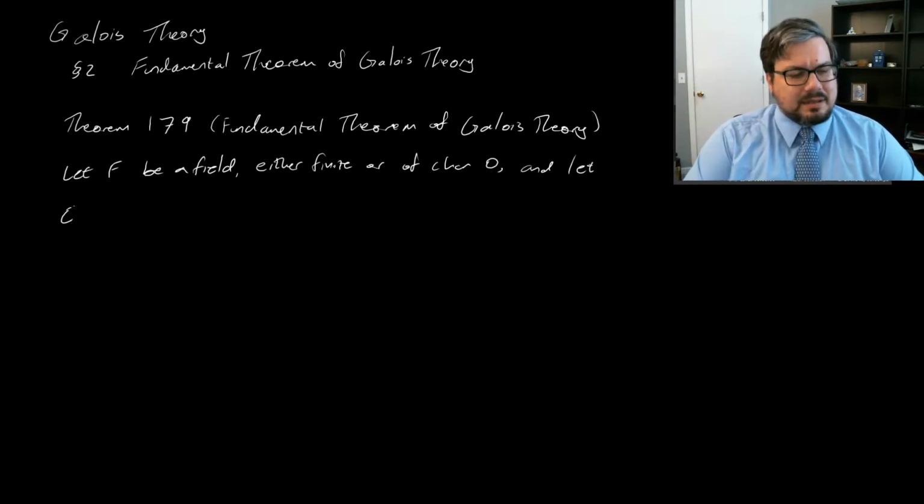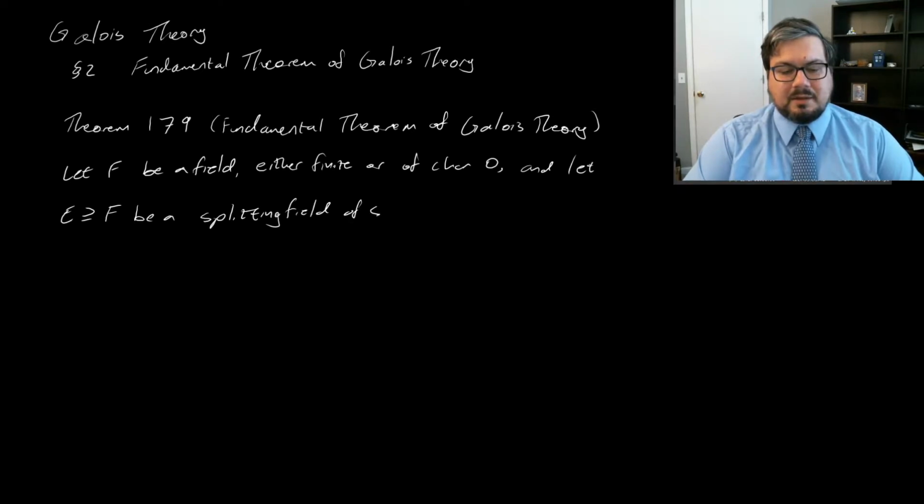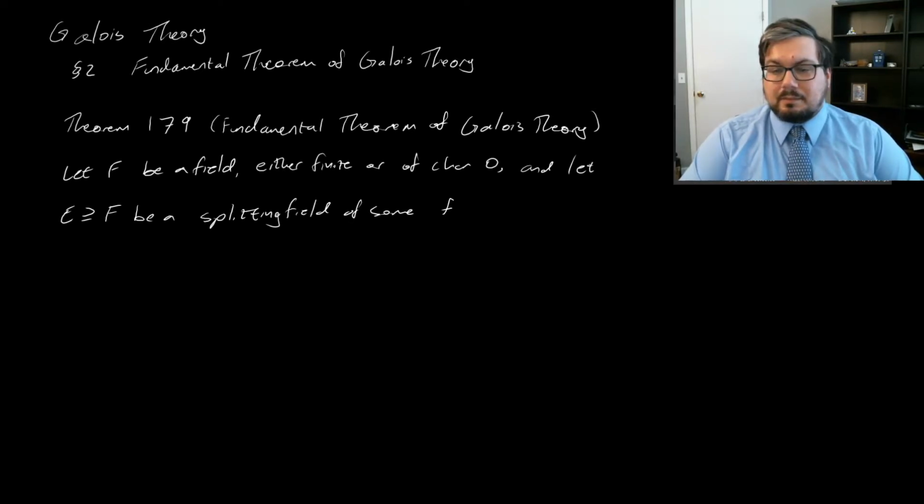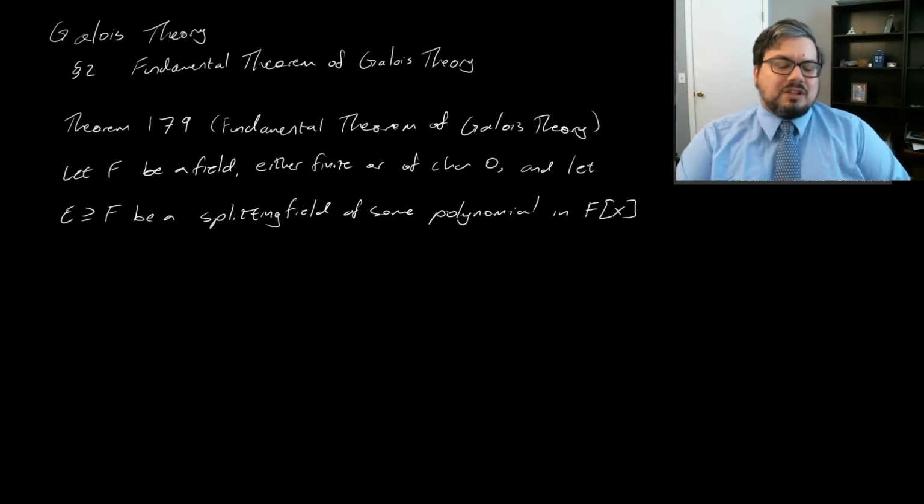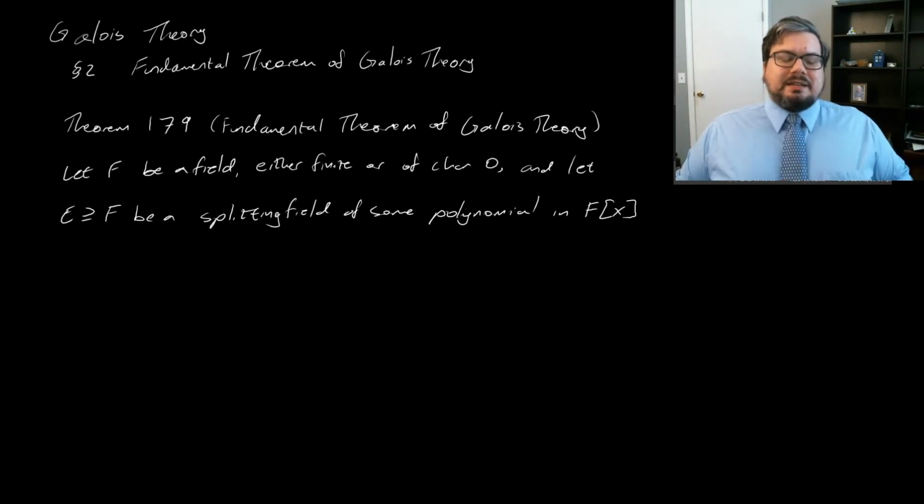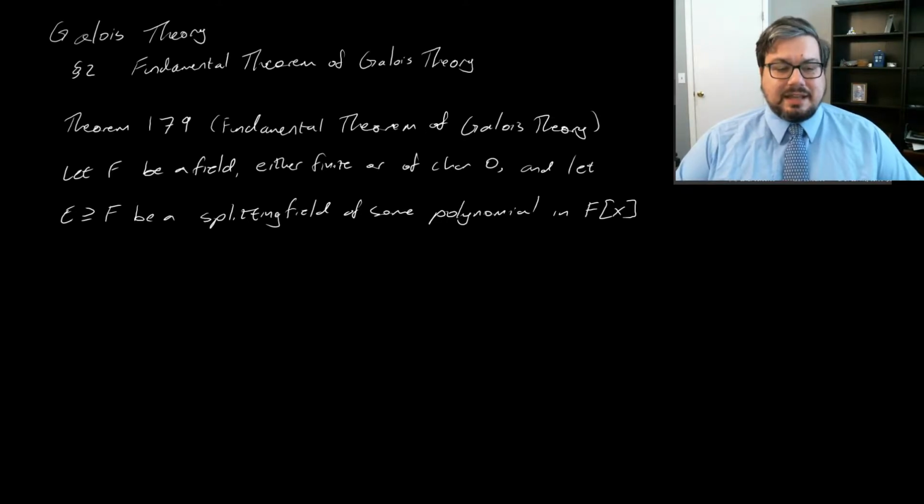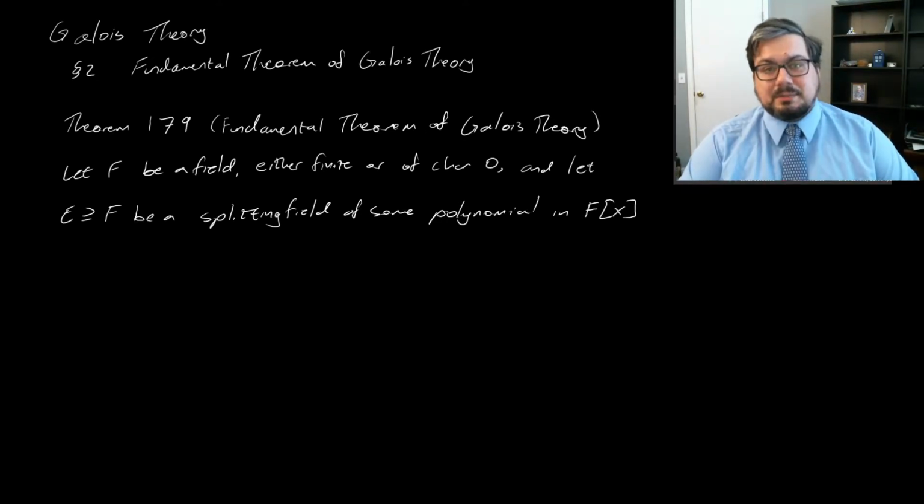And let E containing F be a splitting field of some polynomial in F adjoin X. Now, we're actually not going to use the polynomial that E is the splitting field of particularly. What we really need by this being a splitting field is we need the uniqueness of it. And we know that we've got uniqueness of splitting fields from previous results.